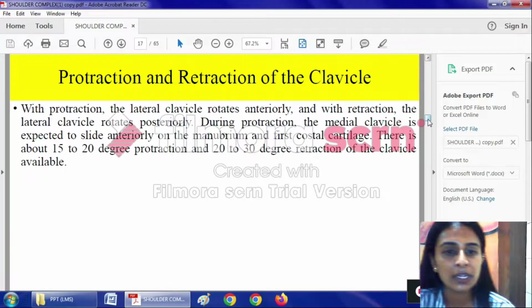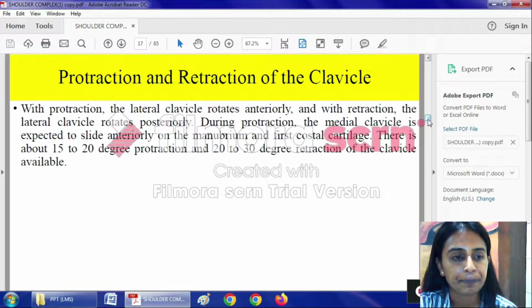Now protraction and retraction of the clavicle. With protraction, the lateral clavicle rotates anteriorly, and with retraction, the lateral clavicle rotates posteriorly. During protraction, the medial clavicle is expected to slide anteriorly on the manubrium and first costal cartilage. There is about 15 to 20 degrees of protraction and 20 to 30 degrees of retraction of the clavicle available.